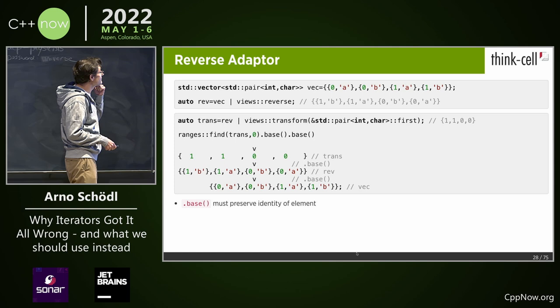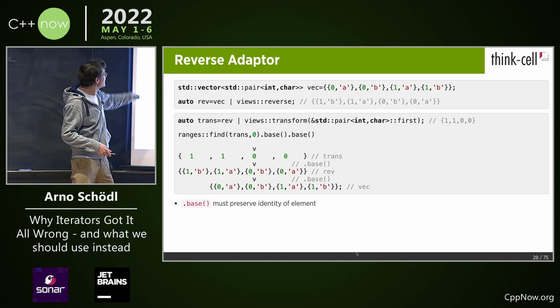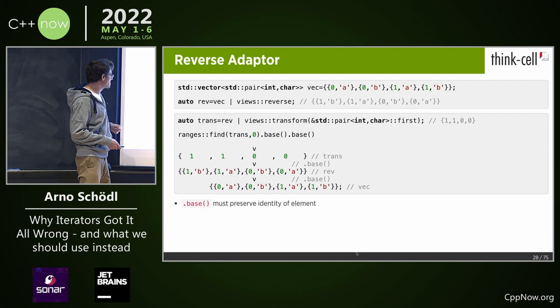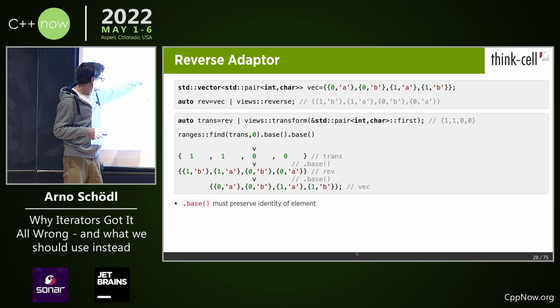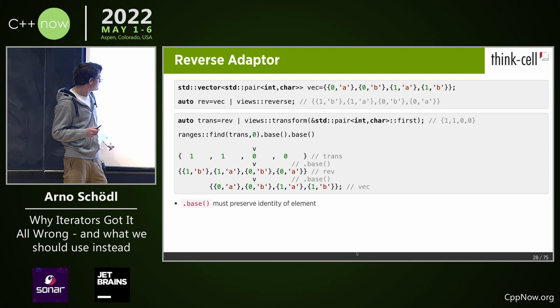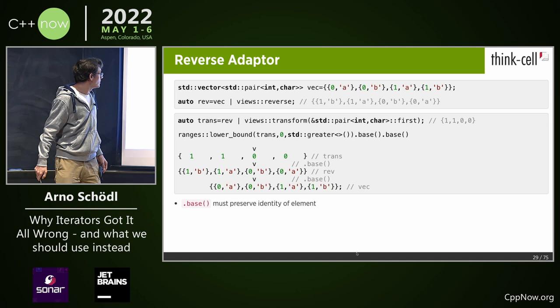Now we have the again. Here's the reversed view, and we have a transform, and we again get the first out, and then we do find, which is giving you the identity of an element. And that's this one. And when you take the transform out, it's this one. And then when you undo the reverse, it's this one. Very clearly. Okay, let's do the lower bound.